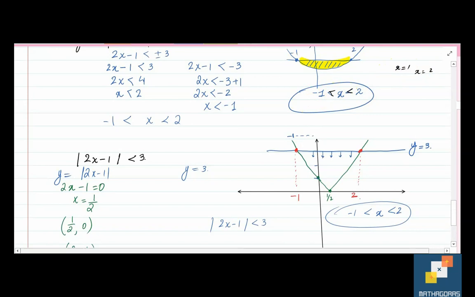So I think that is enough for today's class. We have completed exercise 5.1 and we will start exercise 5.2 in your next lecture. Till then you need to practice this function exercise and plotting of absolute valued functions. Take care and Allah Hafiz.